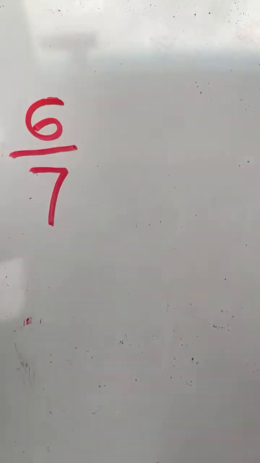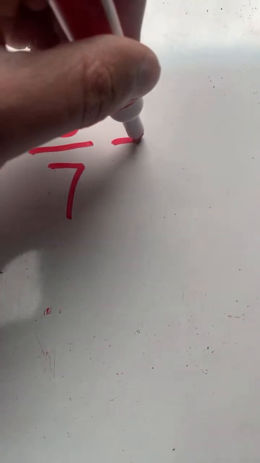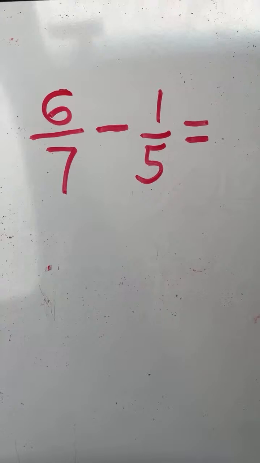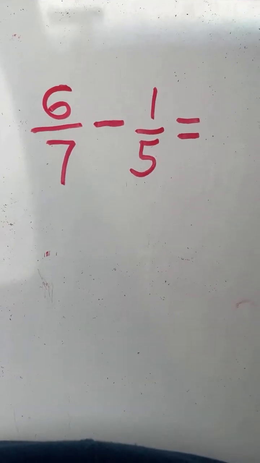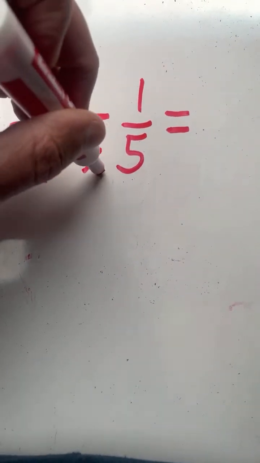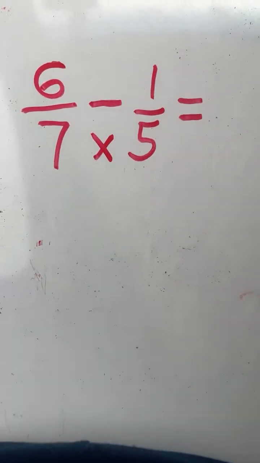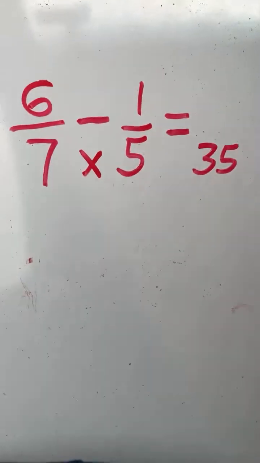All right, 6/7 minus 1/5. That'll be our final example problem. All right, step 1. We are multiplying our two different denominators to get a common denominator. 7 times 5 equals 35. So 35 is our common denominator.